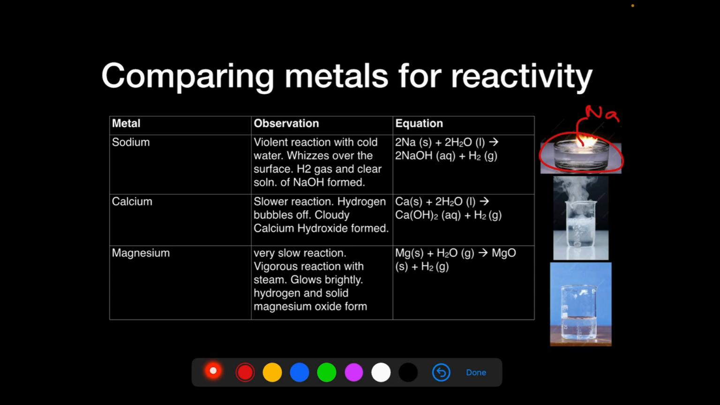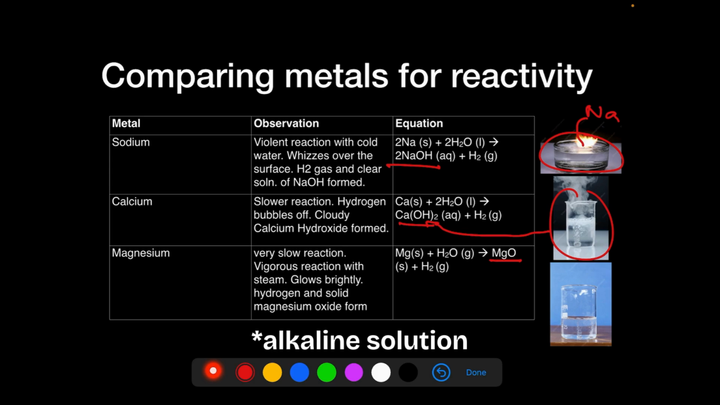Then we look at calcium. So calcium has a slower reaction. The hydrogen bubbles off and cloudy calcium hydroxide is formed. So you can see the solution is a bit cloudy. This is the calcium hydroxide. By the way, both of these solutions at least, they are basic. And so is MgO, it's basic. It forms a basic solution.